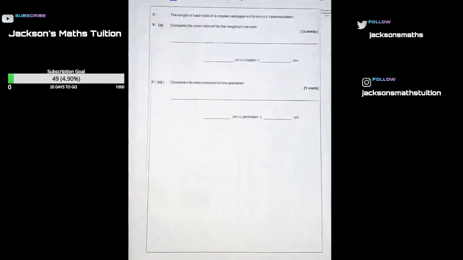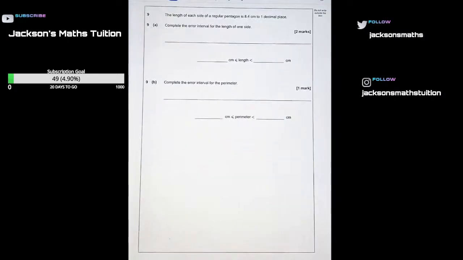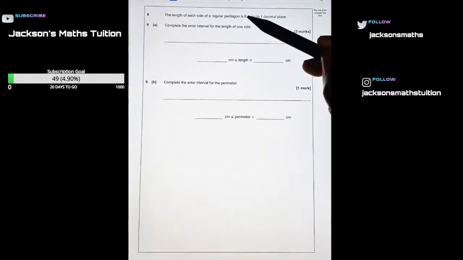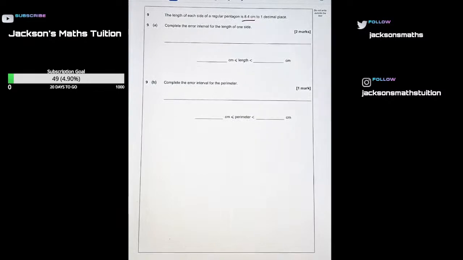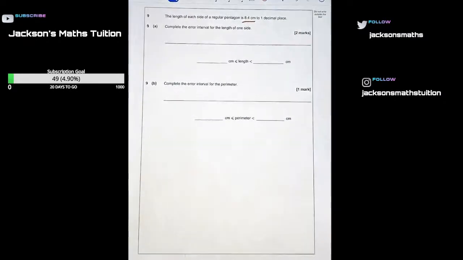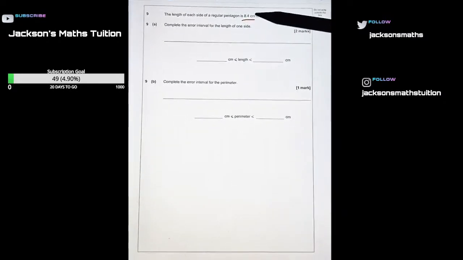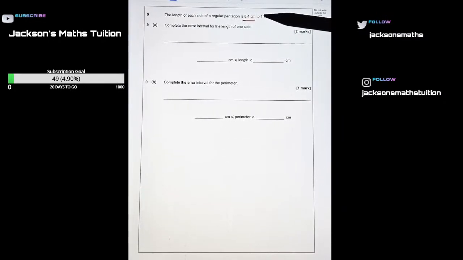Question 9. The length of each side of a regular pentagon is 8.4 to 1 decimal place. So we have a number rounded to 1 decimal place to give us 8.4. So we want the error interval. So you're writing down the range of numbers that, before we round it, gives us 8.4 when we round it to 1 decimal place.